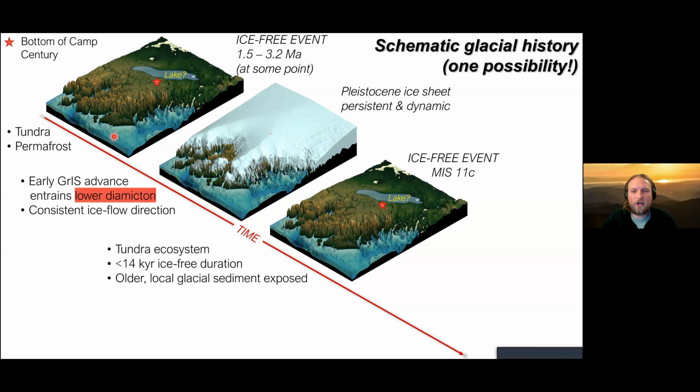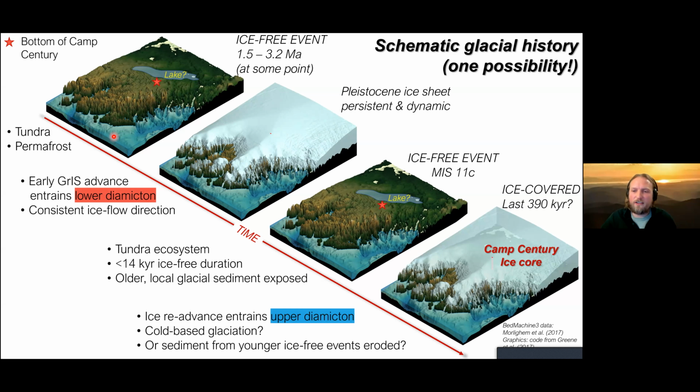Then within the last 400,000 years, possibly MIS 11c, there was an ice-free event where a tundra ecosystem emerges. That ice-free event lasted no more than 14,000 years. And that older local glacial sediment, similar to the lower diamicton, is exposed and further weathered. And then the ice sheet has re-advanced and covered northwestern Greenland, potentially for 400,000 years.